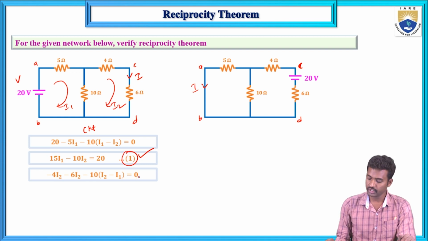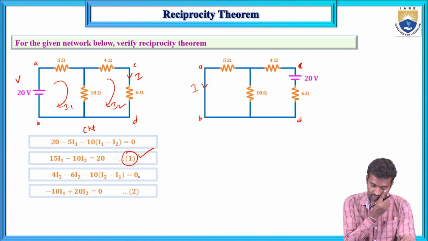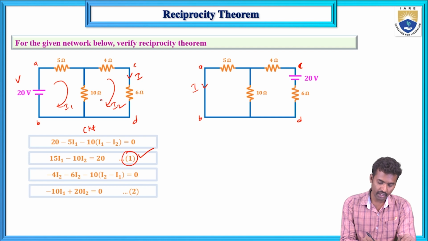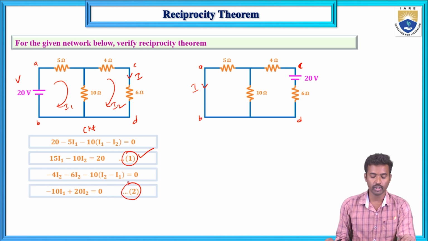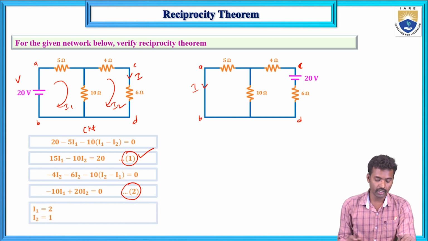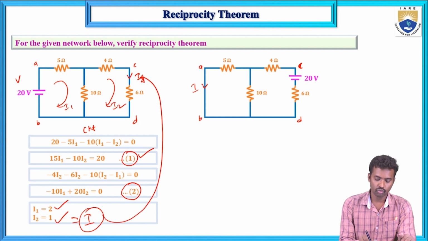Now simplify this equation. The modified equation is minus 10 I1 plus (10 plus 4 plus 6), that is 20 I2, equals 0. These are equation number 1 and equation number 2. If you solve these two equations, you will get I1 and I2. Here I1 equals 2 and I2 equals 1. Now here the response current is I. Response current is I, that is 1 amp.